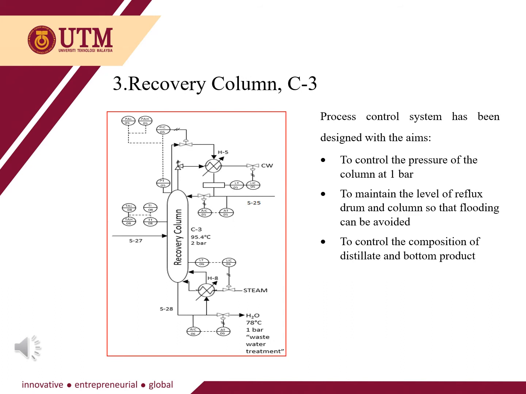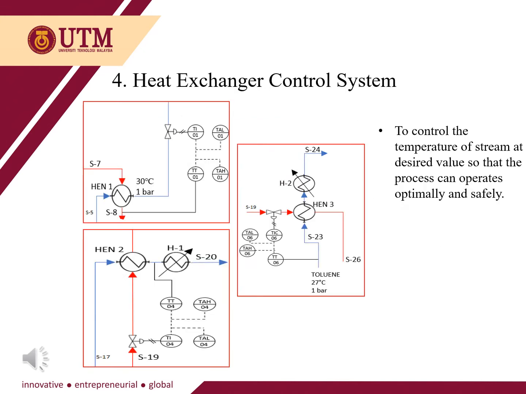So this is the recovery column. In this column, water and ethanol are fed so that they can be recycled back into the azeotropic column. The process control system has been designed with the aims to control the pressure of the column at 1 bar, to maintain the level of reflux drum and column so that flooding can be avoided, and lastly to control the composition of distillate and bottom product.